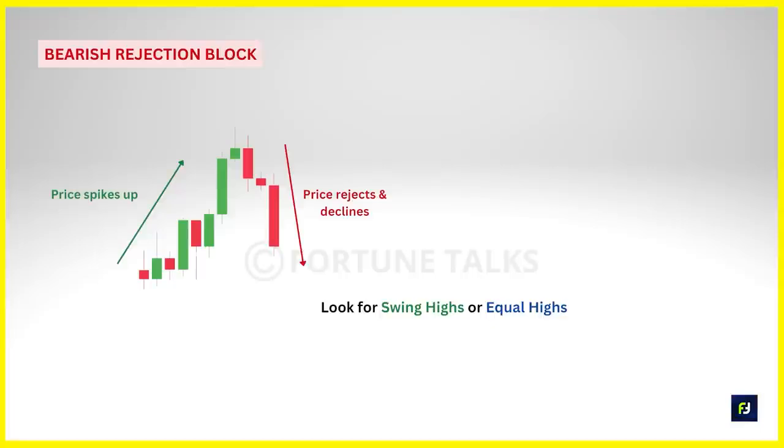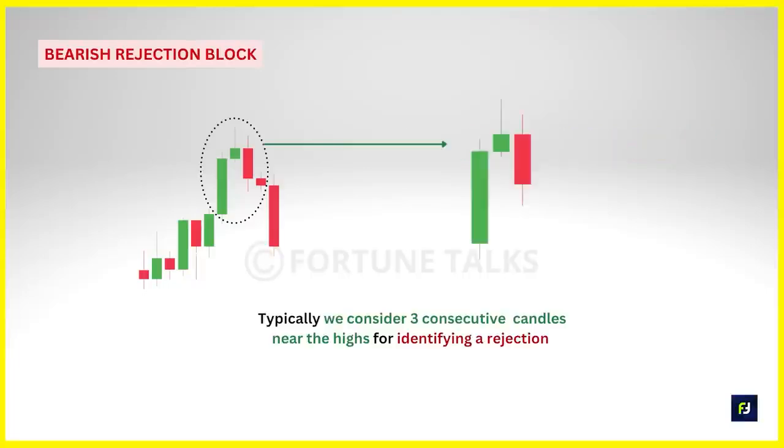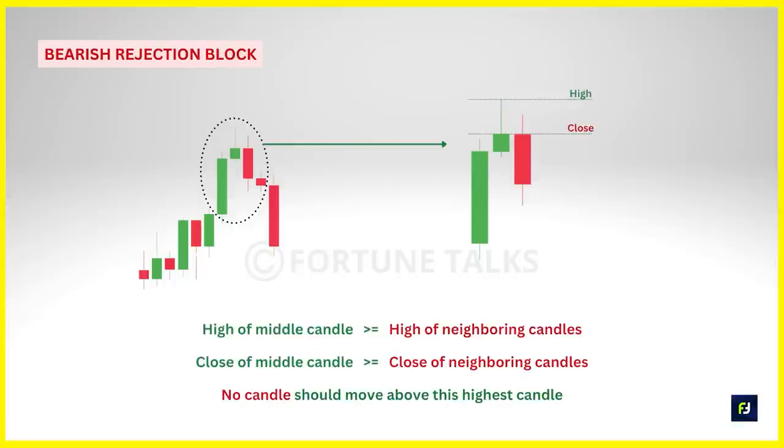So effectively, we are looking for a swing high, that is, we have to find the highest candle. The high and close price of this candle has to be higher than the high and close of the neighboring candles respectively. In that case, the tail or the wick of this highest candle will be our bullish rejection block. Usually, we consider 3 consecutive candles near the highs for the purpose of identifying a rejection. Out of these 3 candles, the middle candle has to be the highest of them all.